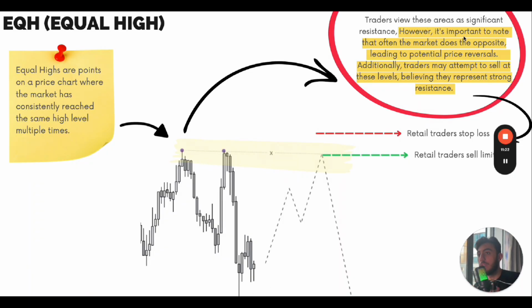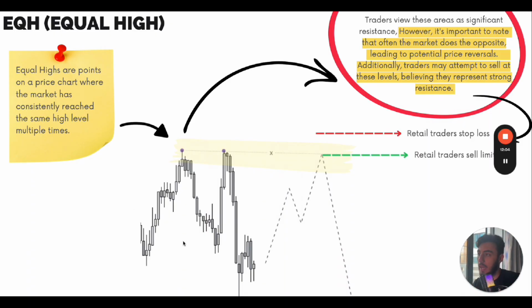So traders view these areas as a sign of resistance. However, it's important to note that often the market does the opposite, leading to a potential price reversal. Additionally, traders may attempt to sell at these levels, believing they represent strong resistance. So after this video, once you see these types of repetition, these equal highs or equal lows, what are you going to think? You're going to say this is liquidity. But how will a retail trader think?